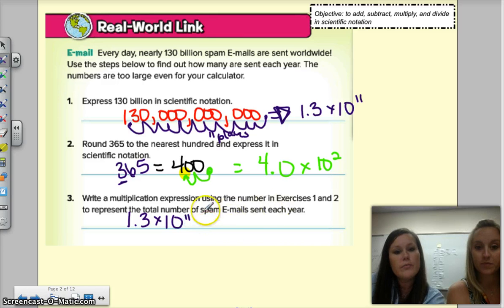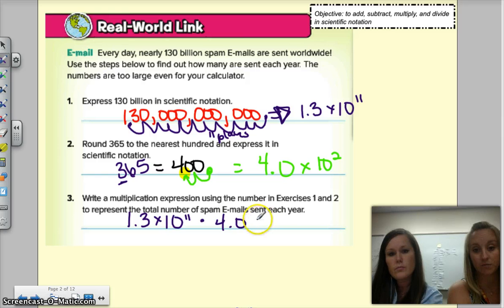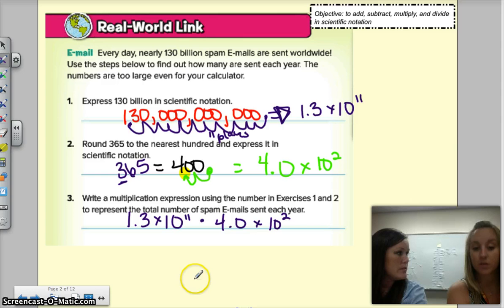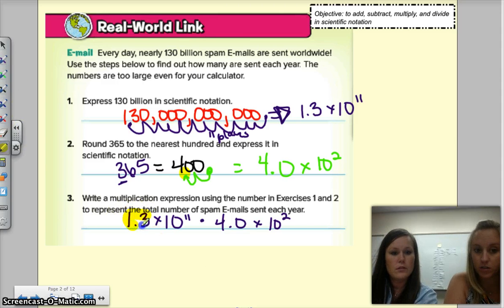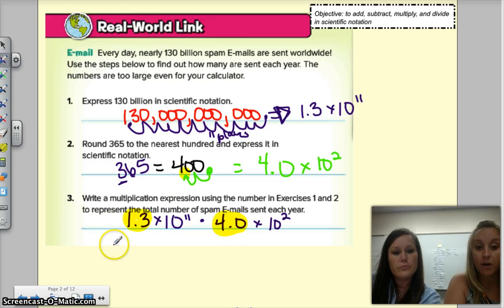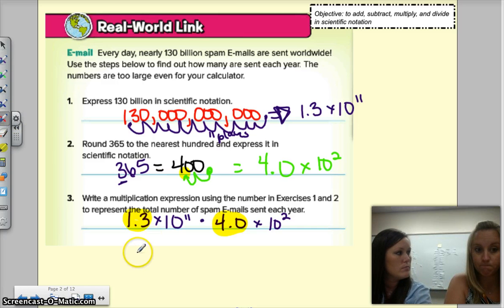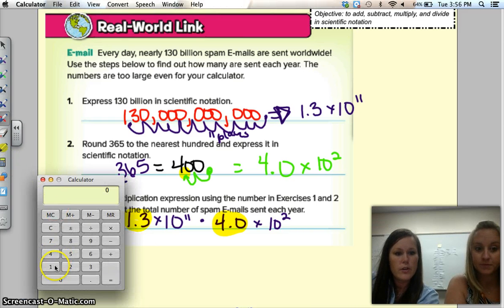Okay, so this and then times. So you're just writing the first answer times the second answer: 1.3 times 10 to the 11th times 4.0 times 10 squared. In order to do this, you multiply your front numbers together first. So 1.3 times 4.0. Shoot, I don't have a calculator. You've got one right there. So 1.3 times 4 equals 5.2.